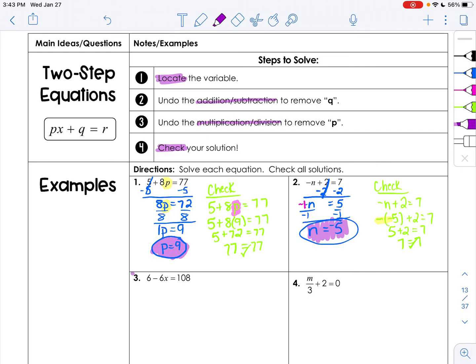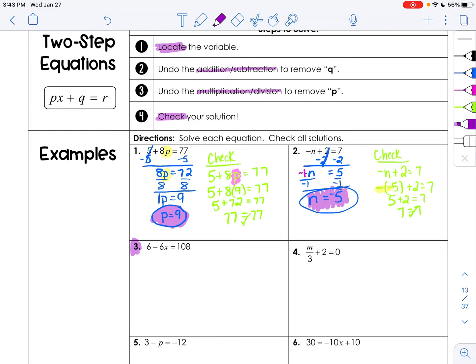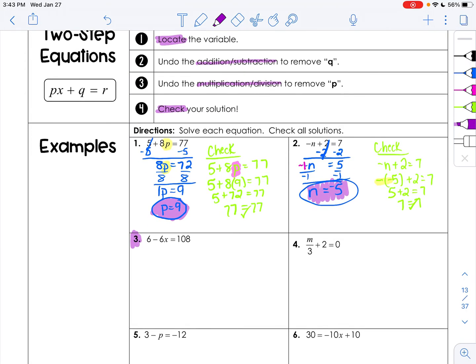Go ahead and highlight number 3, and let's take a look at number 4. So number 4, our variable is m, which is on the left of the equal sign, and it's within a division. It's m divided by 3. And then I also have plus 2 attached to it. So remember, with our steps, we want to focus on the addition and subtraction first. So looking at that plus 2, to move that plus 2 to the other side, we're going to do the opposite. So we're going to subtract 2 from both sides.